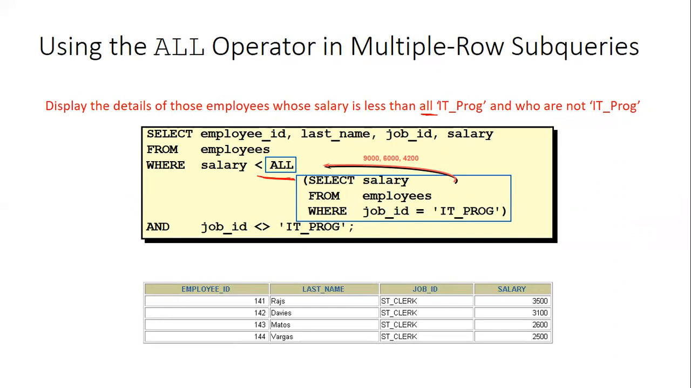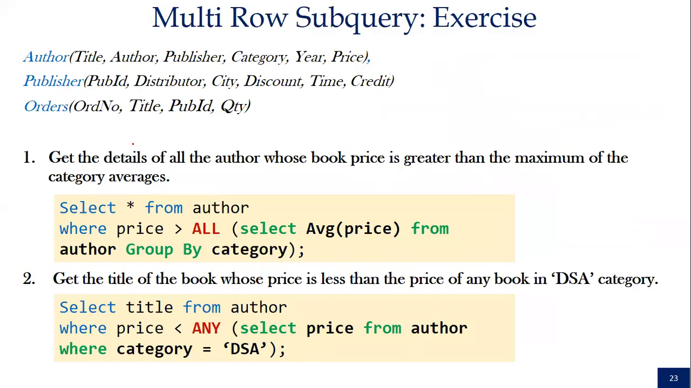Okay, so this is just an exercise for multi-row subqueries. You can see how we can write multi-row subqueries on author, publisher, and order. The first question is to get the details of all the authors whose book price is greater than the maximum of the category averages.